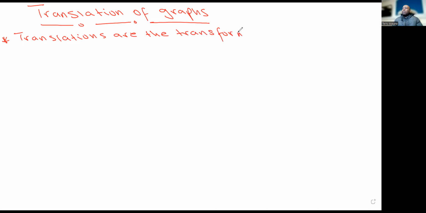So it is any form of transformation of a graph that moves the graph. You could either move it to the left, to the right, or up or down. Okay? So these are transformations that move the graph. You can move the graph to the left, you can move the graph to the right, you can move the graph up, or you can move the graph down. So there are different types of transformation.